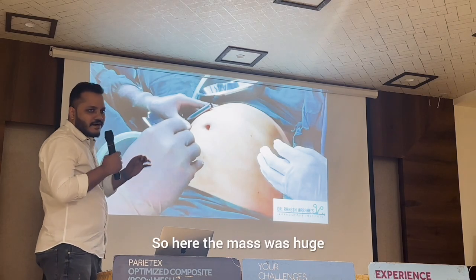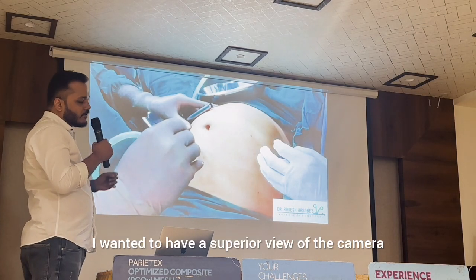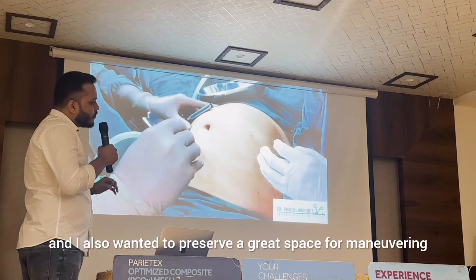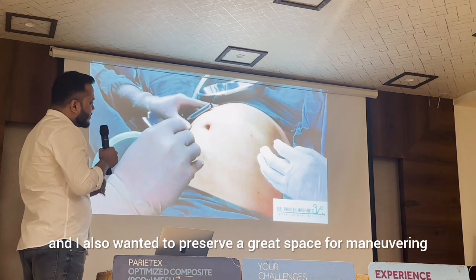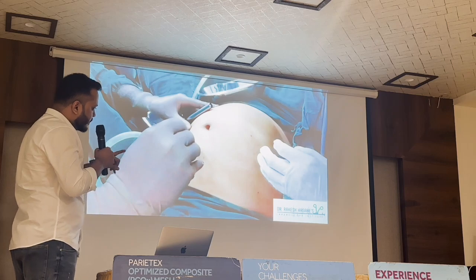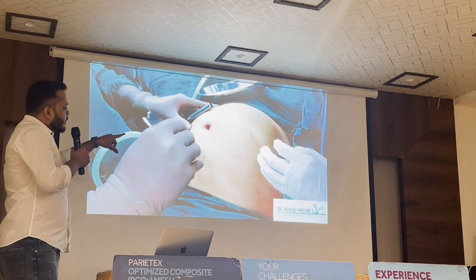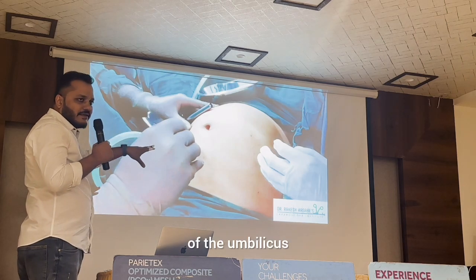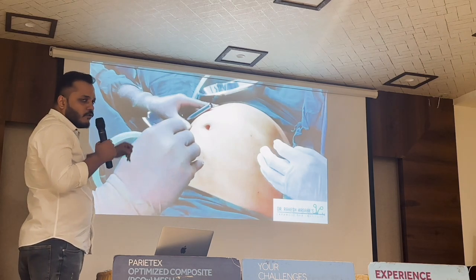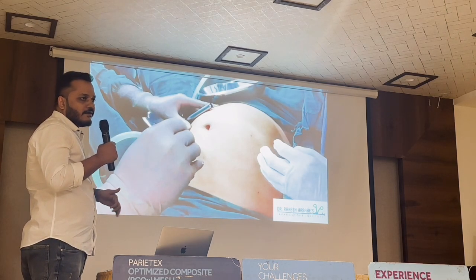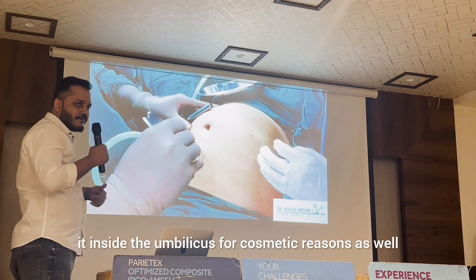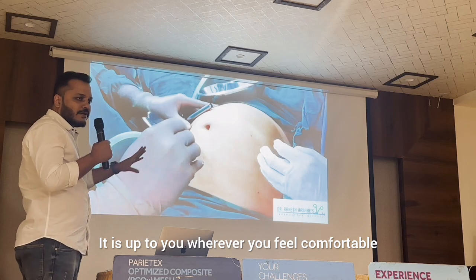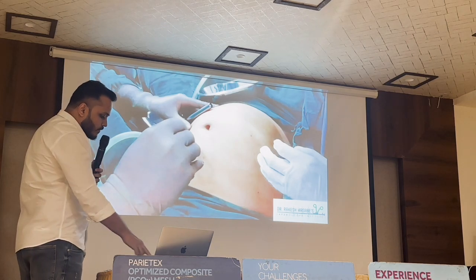So here the mass was huge. I wanted to have a superior view of the camera, and I also wanted to preserve a great space for maneuvering the uterus. I prefer to put the primary trocar 4 cm above the umbilicus, but it is up to you. Few surgeons prefer inserting it inside the umbilicus for cosmetic results as well. Wherever you feel comfortable, you can put the primary trocar.